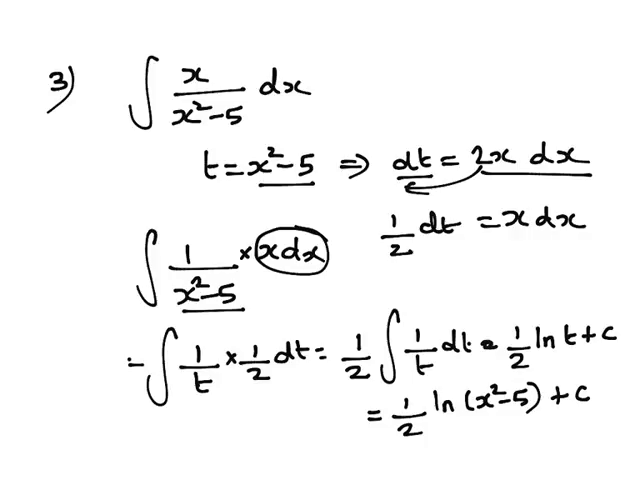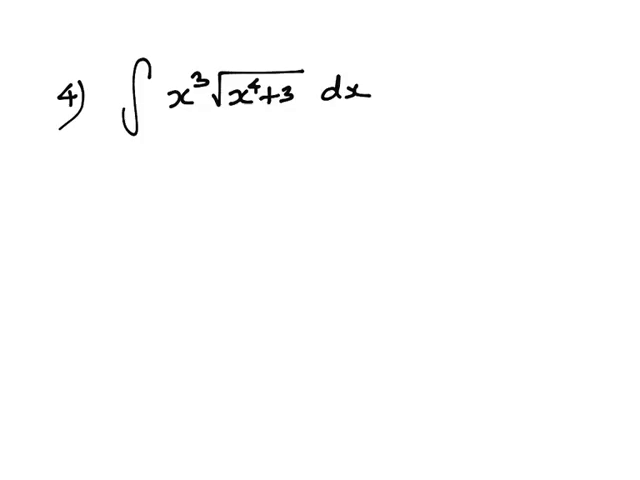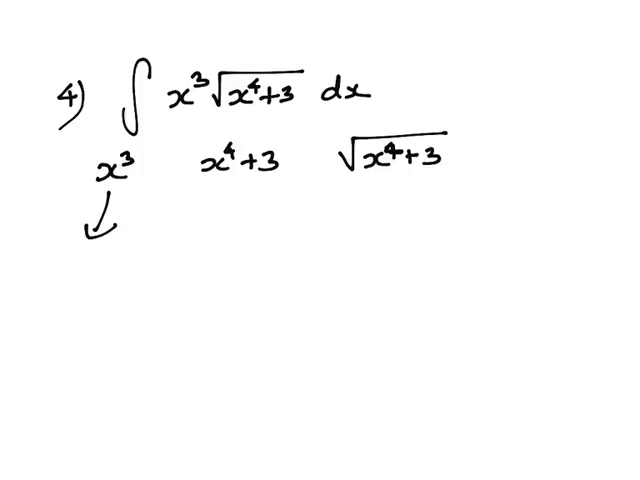Okay, so let us see another problem. Let us consider this problem, students. Now I have here x cube, I have x power 4 plus 3, then I have root of x power 4 plus 3. Now which one will I take as t? For example, if I take this as t, then the derivative will be 3x squared dx. Now you can see here that I can't find 3x squared dx here.